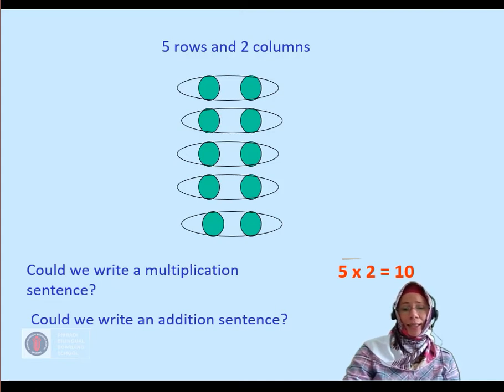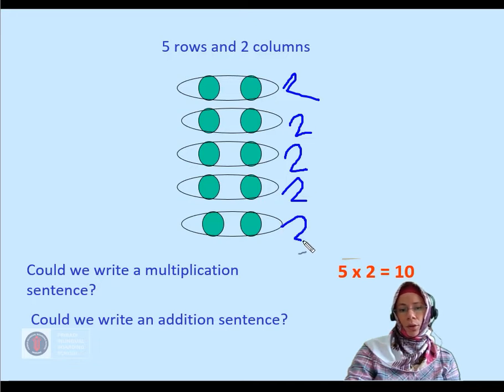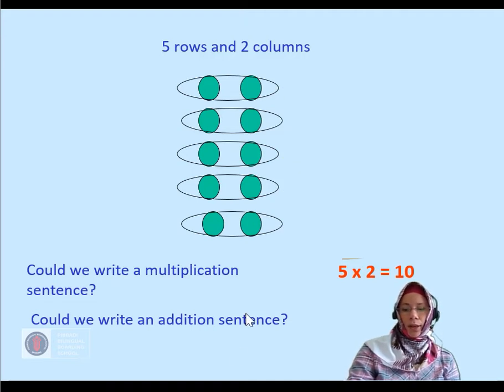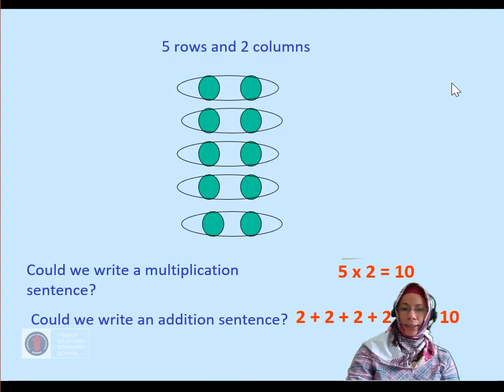So how can we write this as an addition sentence? So how many in each row? 2, 2, and all 2. So after that you should write 2 plus 2 plus 2 plus 2 plus 2. So when you add all the 2's, it becomes 10. So your answer will be like this. Okay. Excellent.